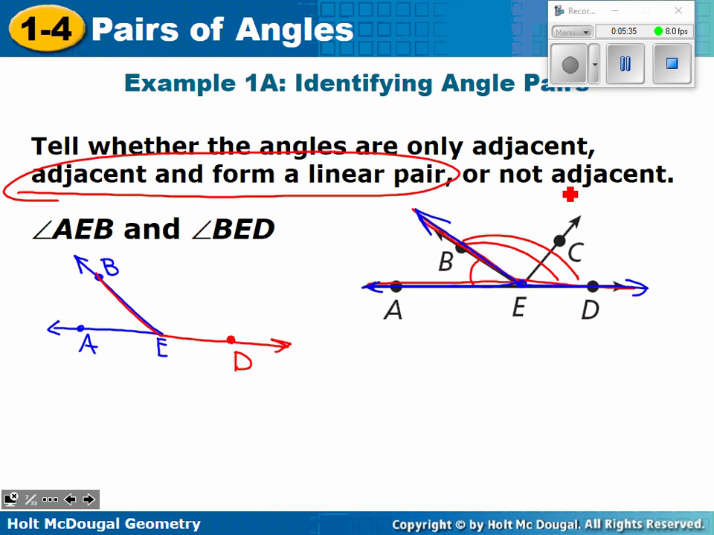Okay, point C is just a point in between that angle, but there are infinitely many points in between an angle. Just because they chose to label this point C and put a ray in it doesn't affect the fact that this big angle BED is adjacent to AEB. Does that make sense? Okay.